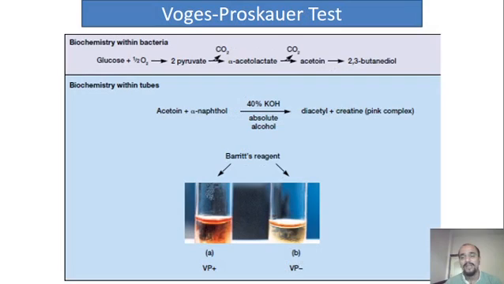Contrary to this, those bacteria which produce little alkaline or neutral products like 2,3-butanediol are detected with the help of alpha-naphthol and 40% KOH. This is called Barritt's reagent. This reaction causes 2,3-butanediol to convert into acetoin, and there is a formation of a creatine complex, a pink color complex, which is detected by Barritt's reagent.